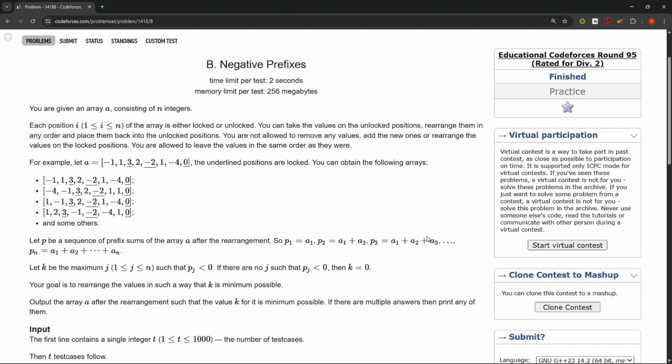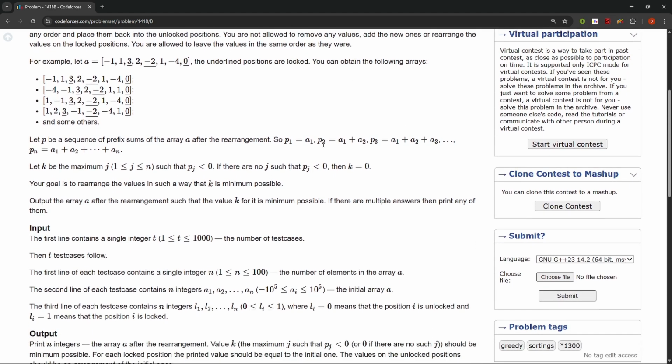Okay, so you can either rearrange these unlocked ones, or you can leave them as they are, but you cannot add new elements or remove elements. Fine, you can just rearrange the unlocked ones. I hope that's pretty clear. For example, let a equal to, okay, so and so.